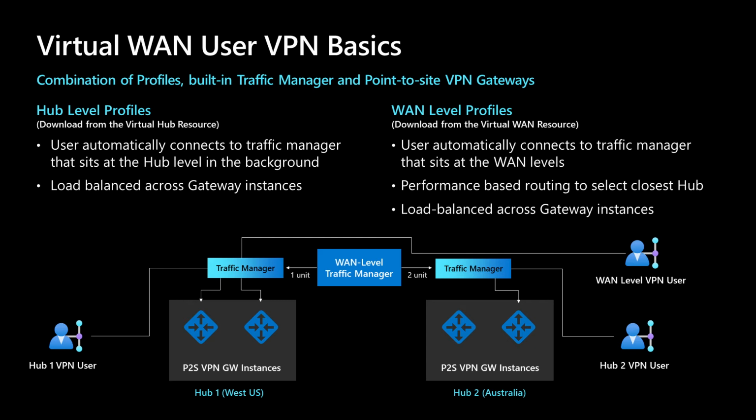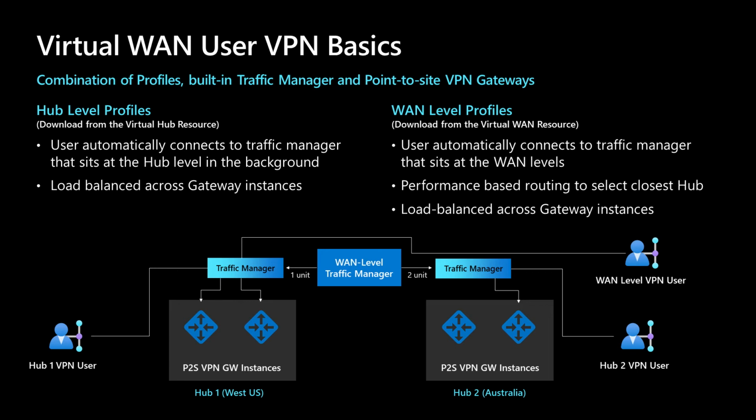There are 2 types of profiles: hub-level profiles that you download directly from the virtual hub, and WAN-level profiles that you download directly from the virtual WAN itself. Let's say we have a user who downloaded their profile from Hub 1. They connect directly to the traffic manager that is sitting in Hub 1 and all the routing is taken care of. The same thing holds for a user who downloaded their profile from Hub 2.